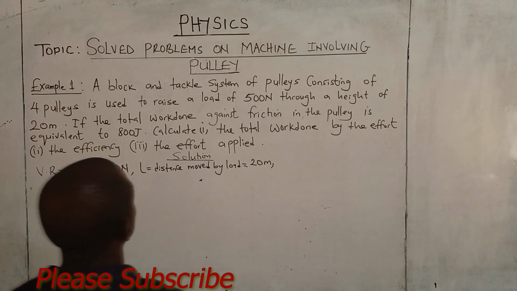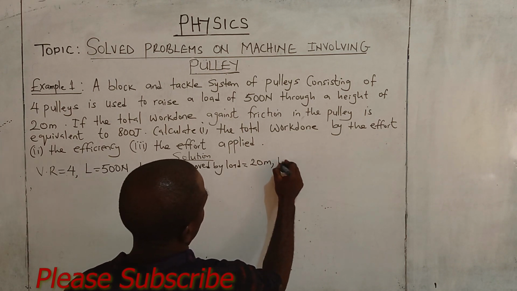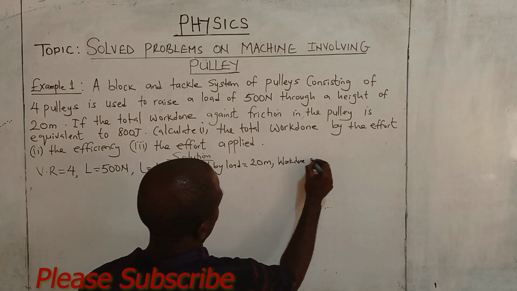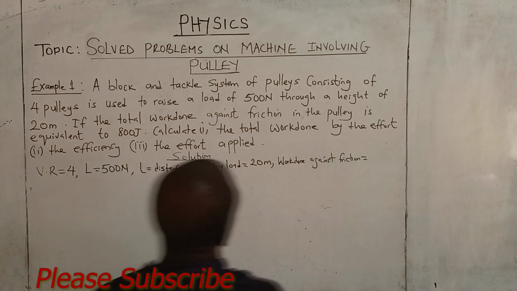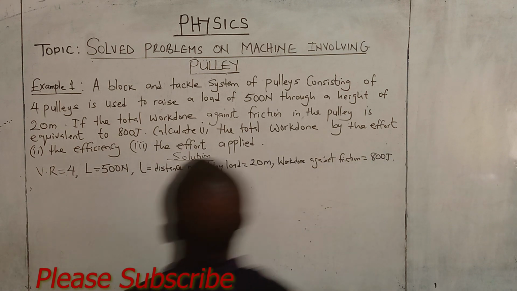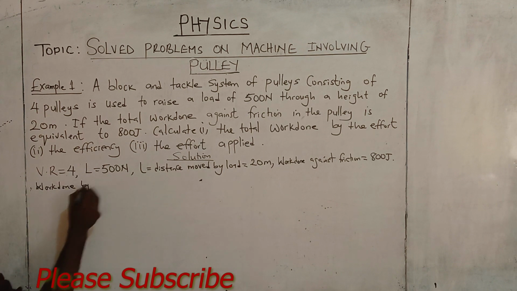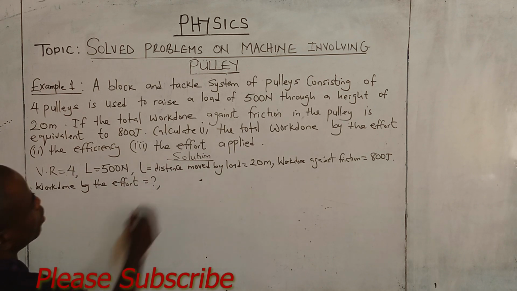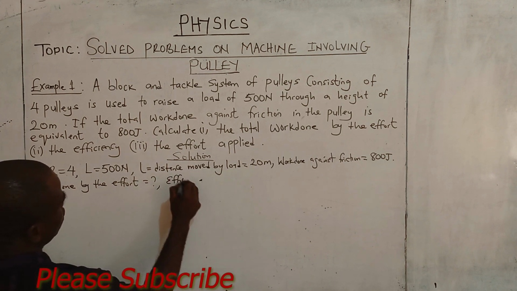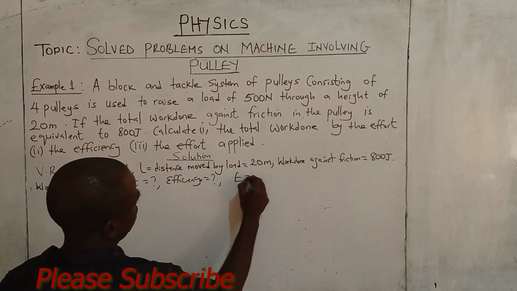If the total work done against friction in the pulley equals 800 joules, calculate the total work done by the effort, work done by the effort question mark, and also the efficiency question mark, and the effort applied question mark.